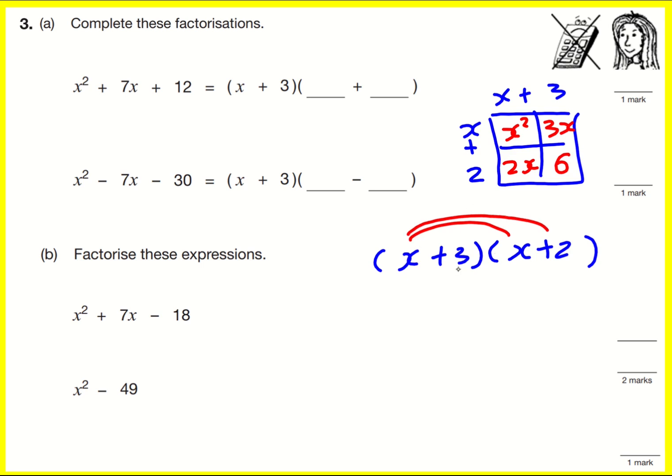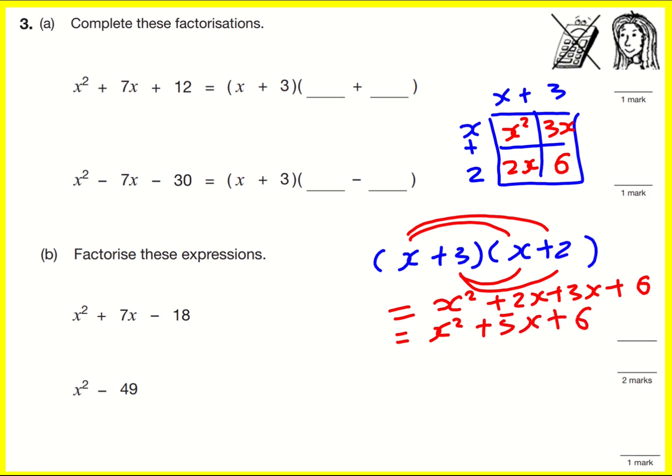x times x, x times 2, 3 times x, 3 times 2. We'll get the same answer, x squared plus 2x plus 3x plus 6. Add them all up and simplify, we can only combine like terms. That will be our answer.